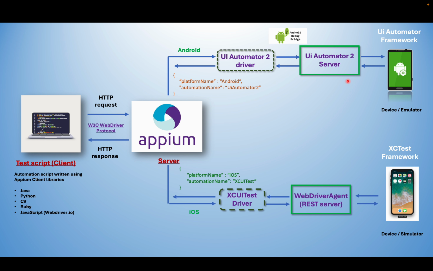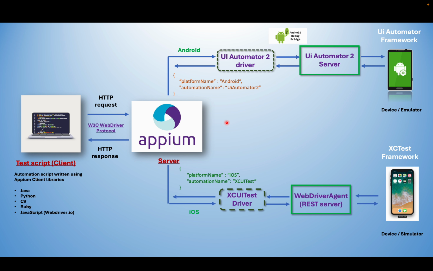ADB actually stands for Android Debug Bridge. It is a command line tool which is part of the Android Software Development Kit, and it is used to communicate with the Android device or emulator. Once this UI Automator 2 server is installed, the testing application will also be installed on the emulator. Then Appium again uses ADB commands to start this UI Automator 2 server on the device.